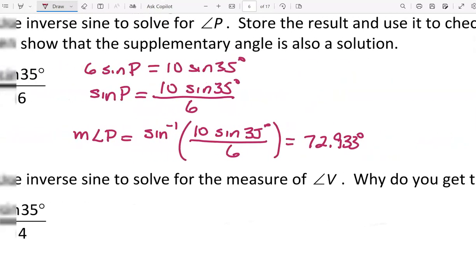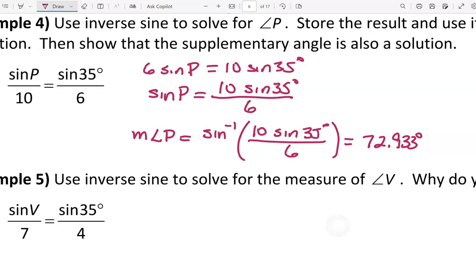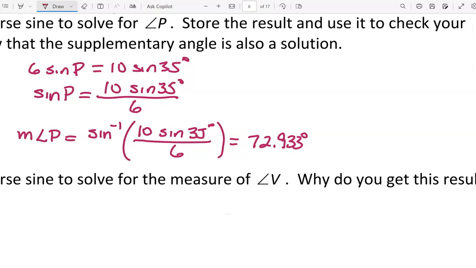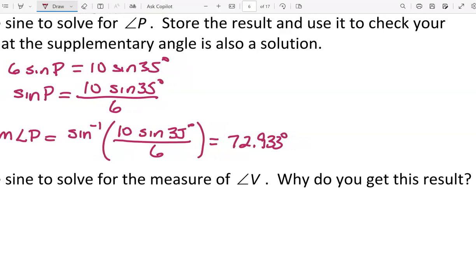But we remember that sine is not only positive in quadrant 1, it's also positive in quadrant 2. So that means we're going to have a second quadrant solution. Our second solution can be found by taking 180 degrees and subtracting that first solution.